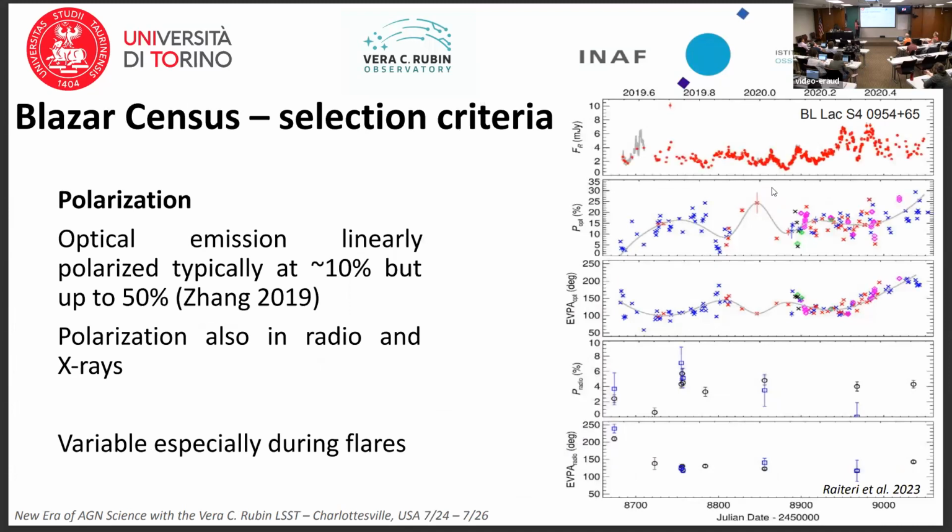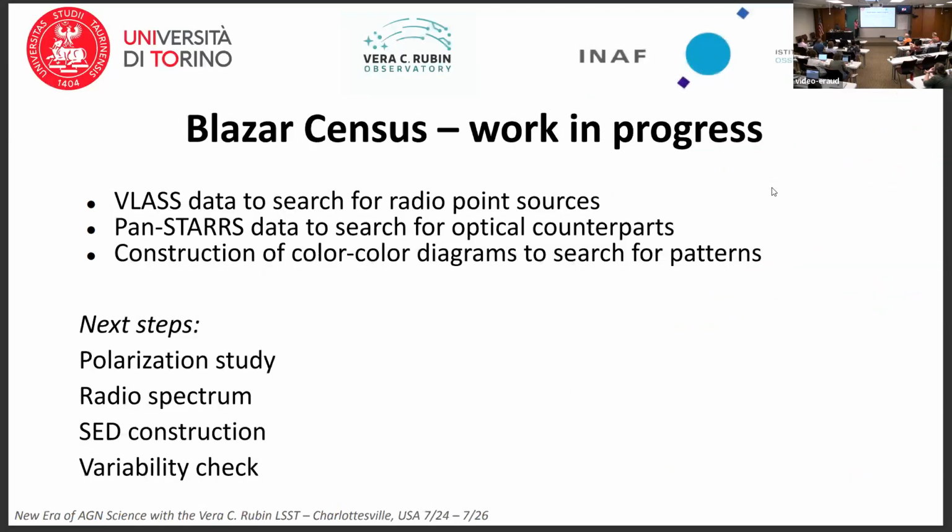And also polarization is a very valuable tool, because blazars are very much polarized. In optical, they have about 10% polarization, which goes up to 50%, but not only in optical. For example, here we have radio data, which is not really well sampled, but we can see polarization also in radio and also in X-rays. So this could also be a valuable tool to select blazars.